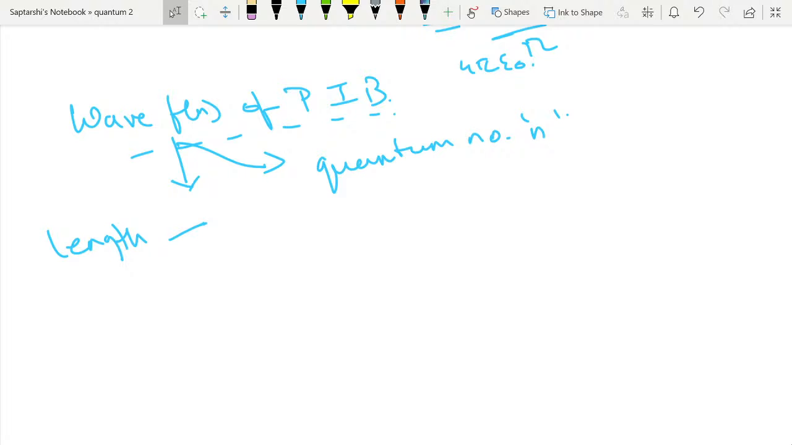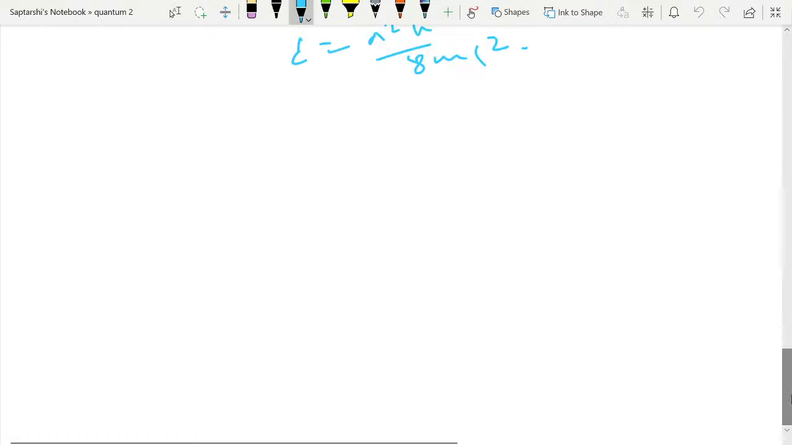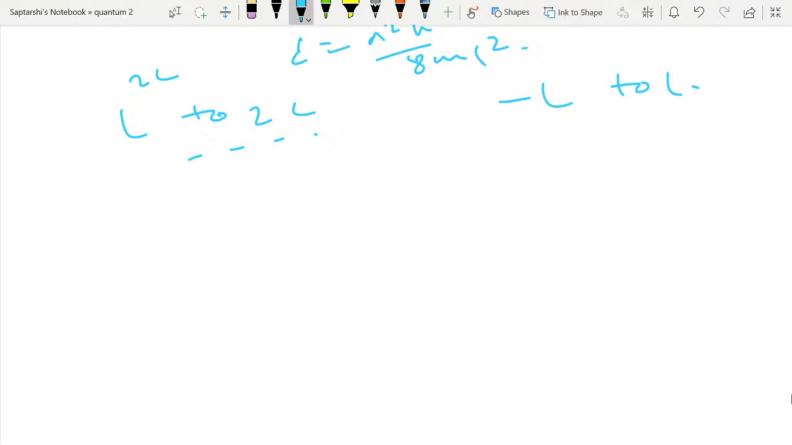As in the case of a 0 to L box, we had the wave function root of 2 by L sine of n pi x by L, and the energy of this was given by n square h square by 8 m L square. But such is not the case when we have the box from 0 to 2L or minus L to L. Over here, the total length is 2L.